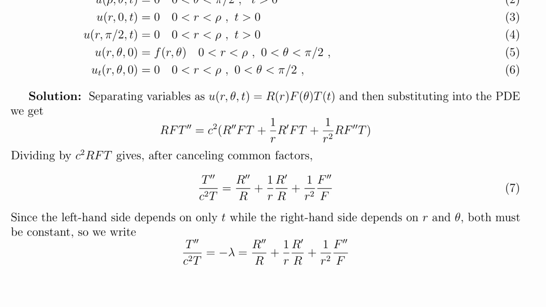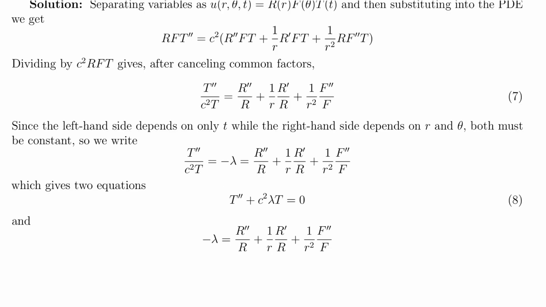Here we have the situation where the left side of equation 7 is a function of t alone, and the right side depends on r and theta alone. And this indicates that both sides must be equal to a common constant, which we'll call lambda, and that gives us the equation at the bottom of the screen. So this gives us actually two equations. Equation 8, T double prime plus c squared lambda T, that's the T equation, which we'll solve later on, and the equation at the bottom of the screen.